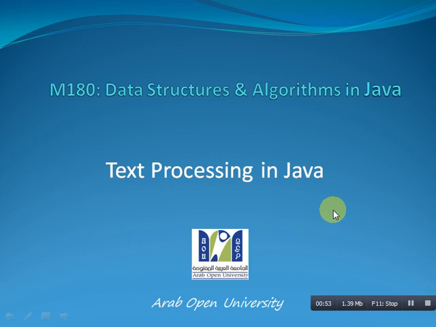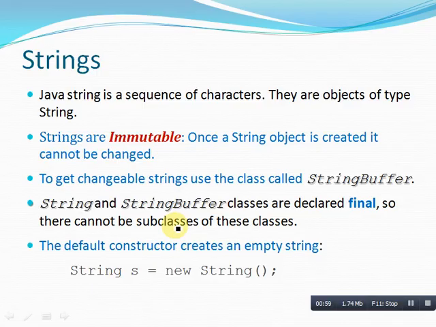Starting with first, a string. What is a string? It is nothing but a set of characters or a sequence of characters. They are objects of type string or they are objects of the class String. Now one of the features of a string is that strings are immutable. It means once the strings are created, they cannot be changed.